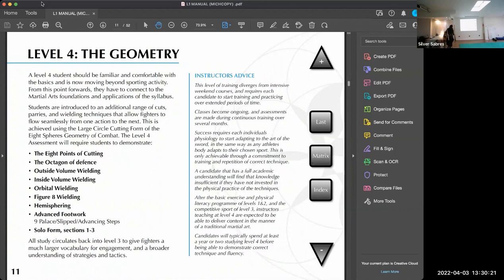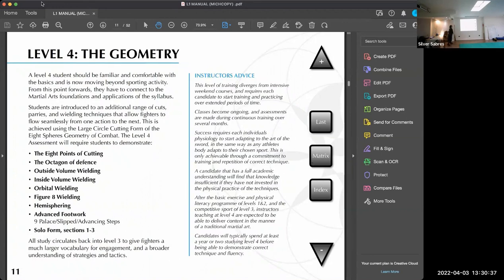Students are introduced to an additional range of cuts, parries, and wielding techniques that allow fighters to flow seamlessly from one action to the next. This is achieved using the large circle cutting form of the 8 spheres geometry of combat.